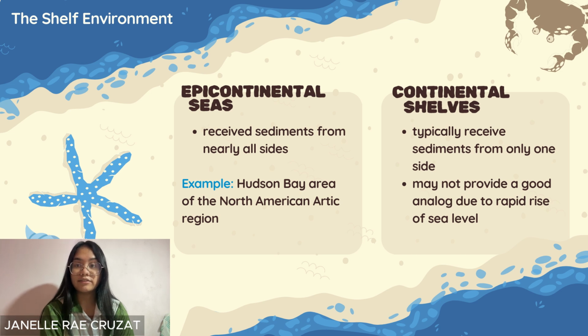Modern continental shelves may not provide perfect analogs for ancient marginal seas due to the rapid sea level rise that followed the last Pleistocene glaciation. This dramatic rise has altered sediment distribution, stranding coarse sediments in deeper parts of the shelf and disrupting the balance between sediment movement and water dynamics. So as mentioned before, a perfect modern analogy for this environment can still be found today in the Hudson Bay area of the North American Arctic region.